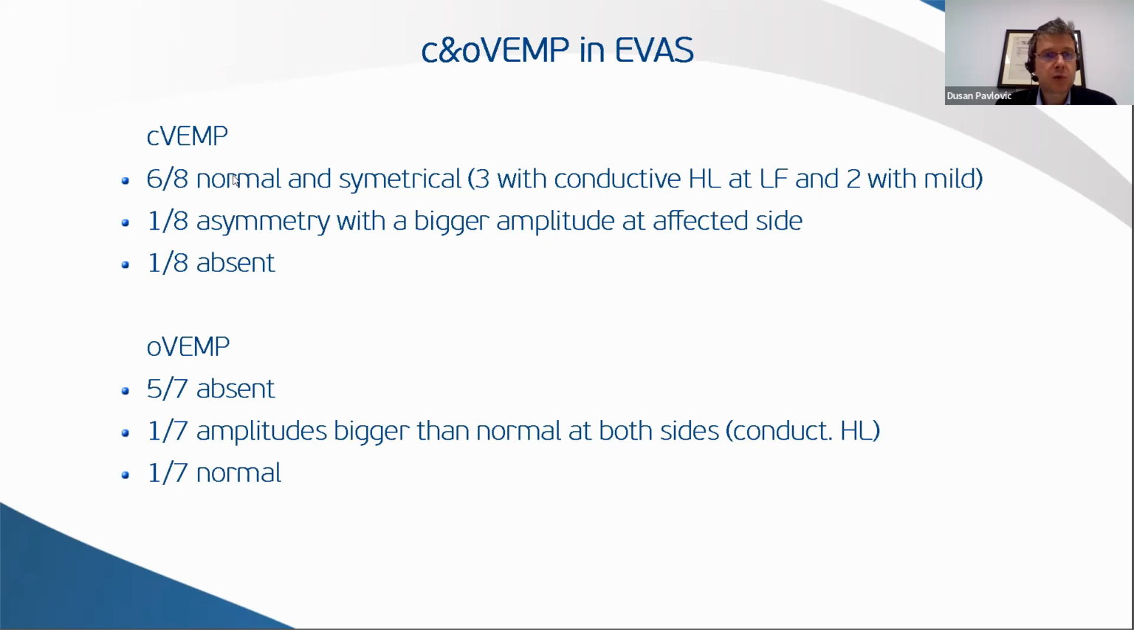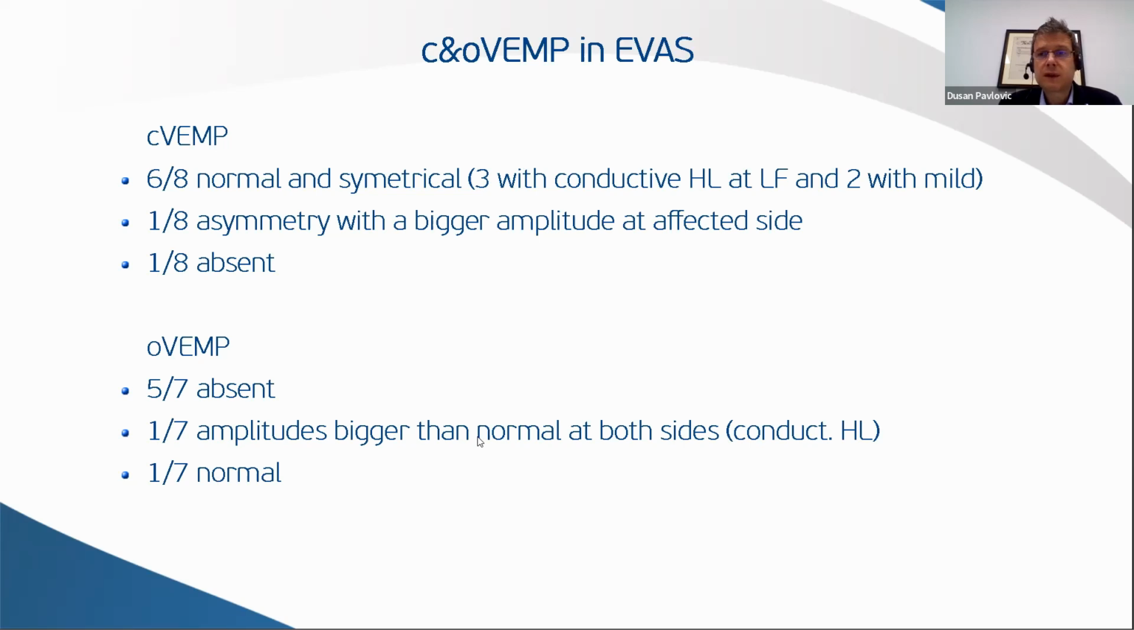Here is a CVEMP: normal and symmetrical response in 6 of 8 ears, but 3 of them had a conductive hearing loss. In one ear, there was bigger amplitude at the affected side, as in this patient I showed you, and in one it was absent. When we go to OVEMPs, the response was absent in 5 ears. We got a much bigger response in one ear, in one patient, and one had a normal response.